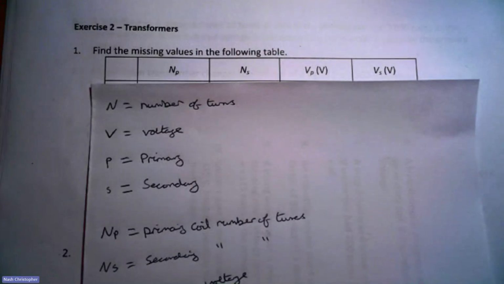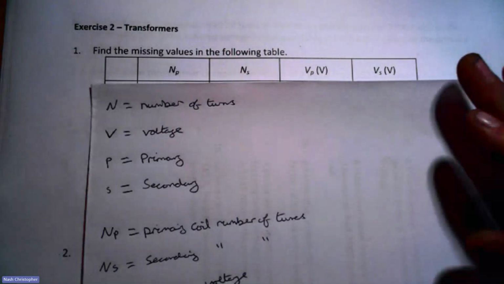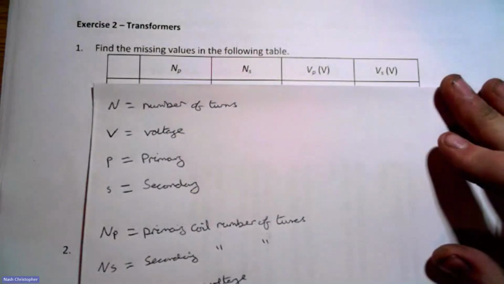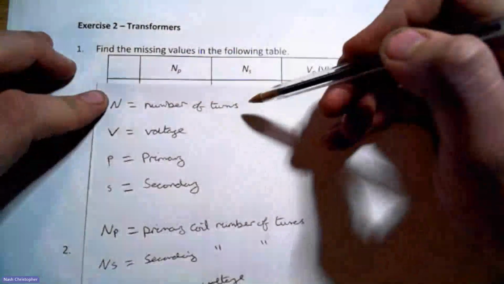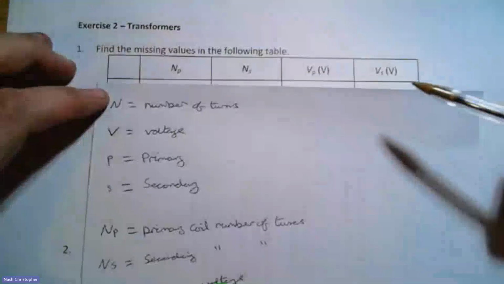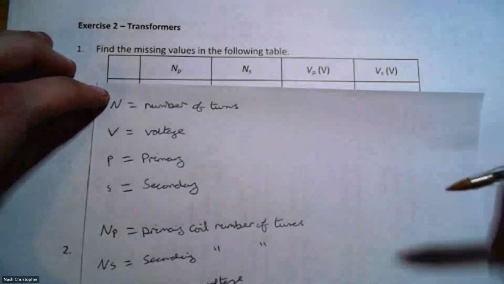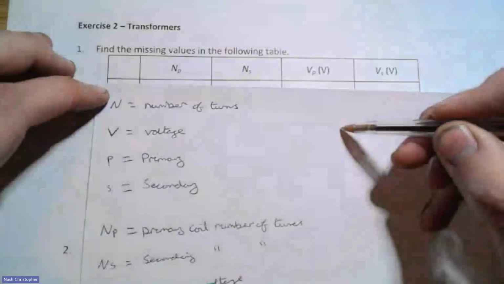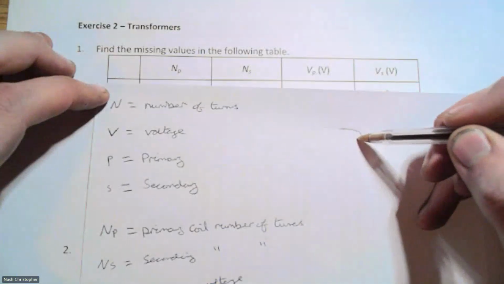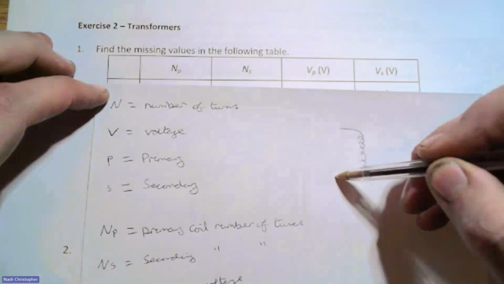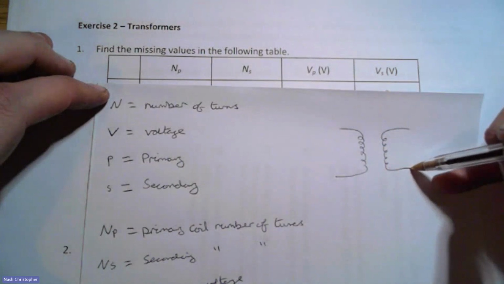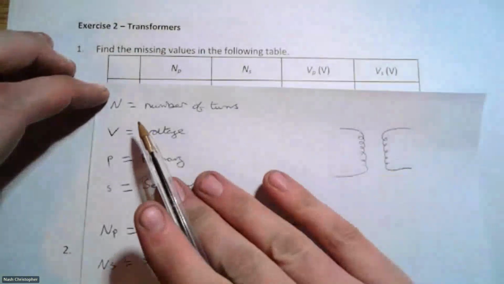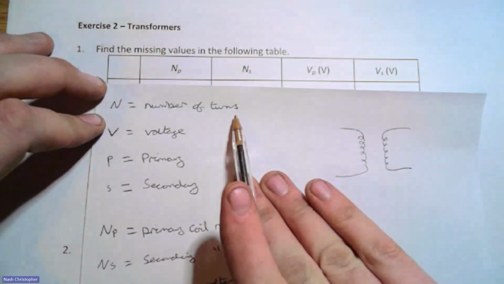Just before we get into the equations themselves, I will go through some of the headings and explanations of what they mean. In this case, the uppercase N refers to the number of turns for the transformer. The transformer is made up of basically two coils, and they have a certain amount of turns in them on one side, and then you have a certain amount of turns on the other. So N refers to the number of turns.